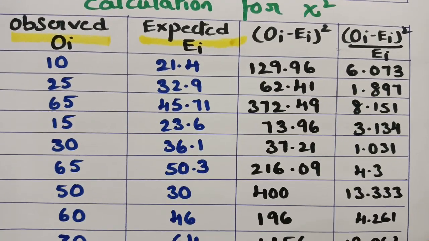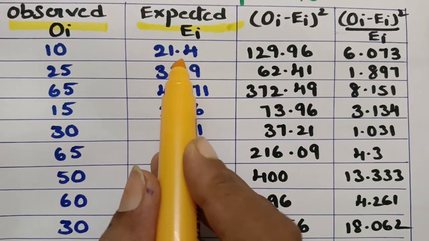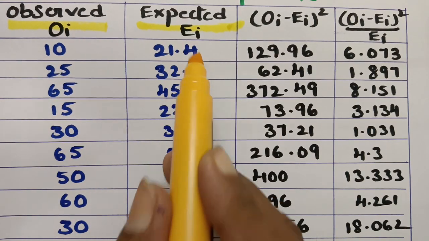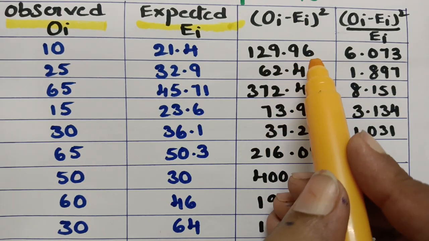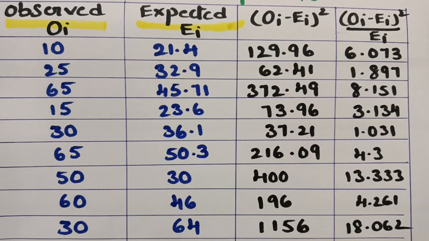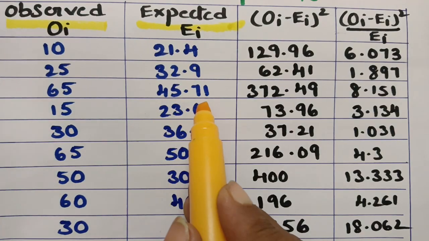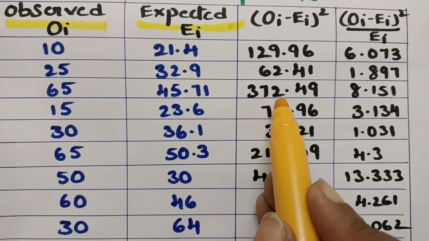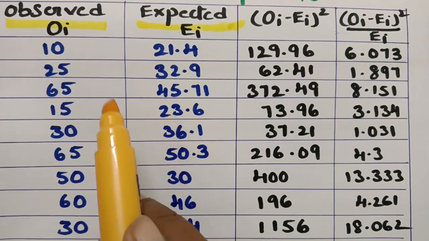Now we have to take the difference. That is 10 minus 21.4. After making a subtraction, make it a square, and this will be 129.96. Use your calculator. And 25 minus 32.9 whole square is 62.41, and 65 minus 45.71 whole square is 372.49. Like that, we have to make a subtraction, and again we have to make a square.